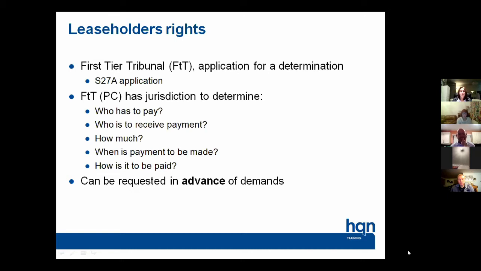Equally, Southampton can go to the tribunal and ask for what's called a predetermination, the same for you, predetermination of whether the estimate is a reasonable amount. So that is something that you can do.